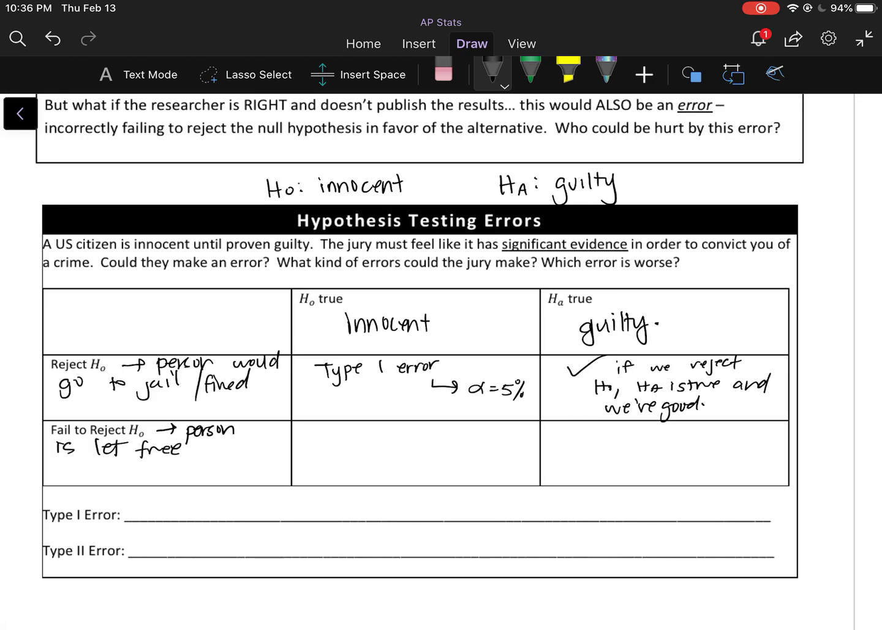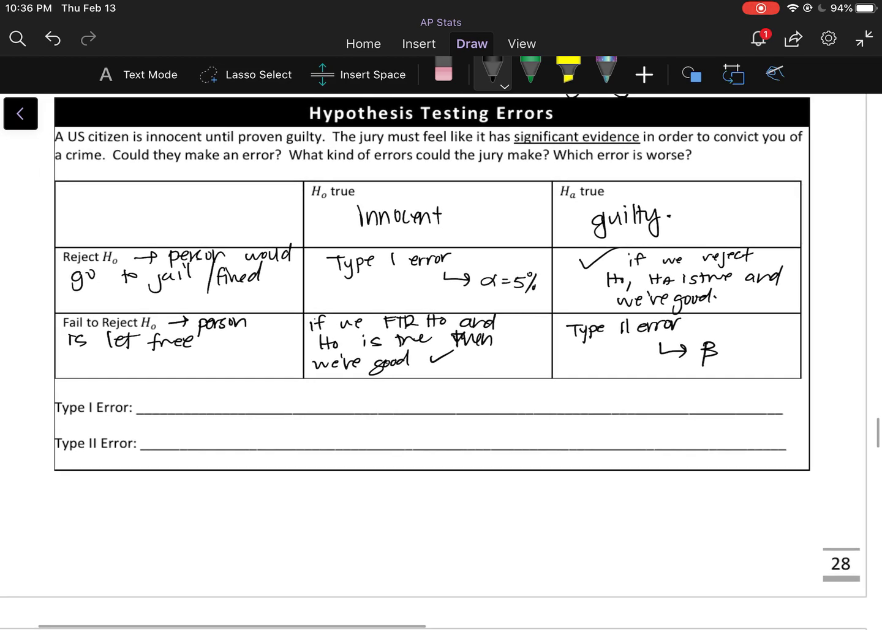Okay. So if we fail to reject H0 and H0 is true, then we're good. Okay. But let's say that you fail to reject H0, you let this person go free, but the person is actually guilty. Now this becomes a type 2 error. And this is beta. And we're going to learn about this in lesson 6, so don't worry too much about it yet. So here's some definitions.